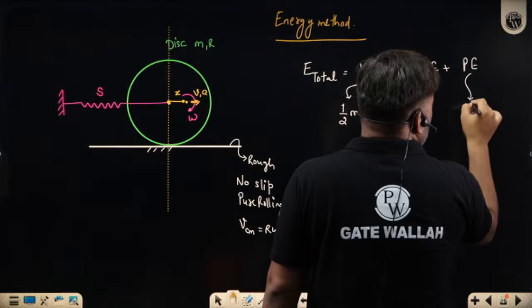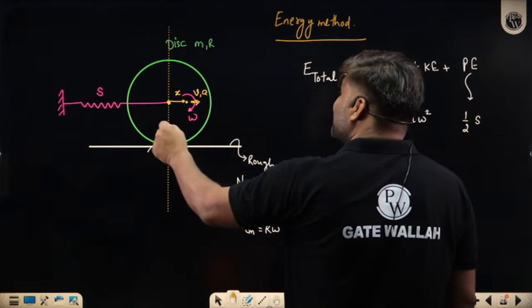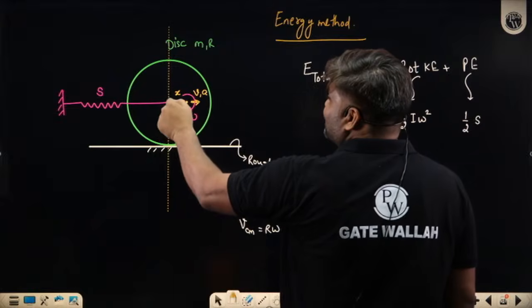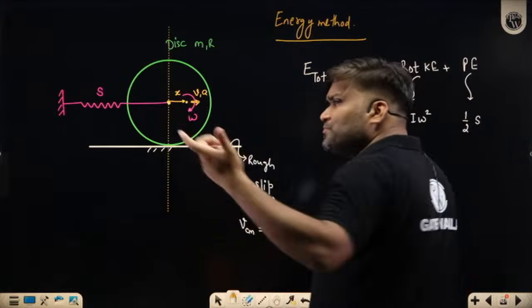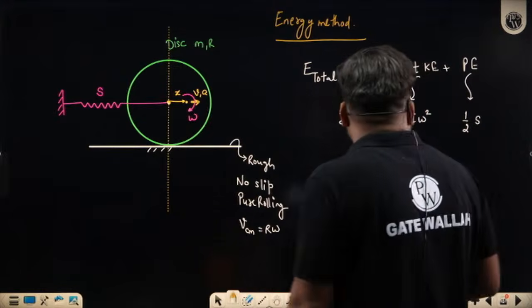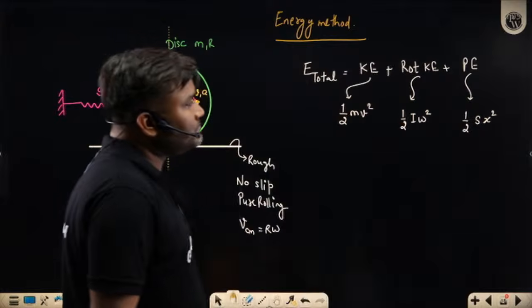And what is the potential energy? Half s into how much the spring has elongated, sir, by x amount. Why? Because the spring is connected to the center of mass, so the center of mass has moved by x amount, so the spring has also shown the deflection x, so half s x square. That's it.